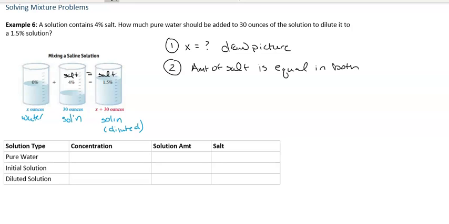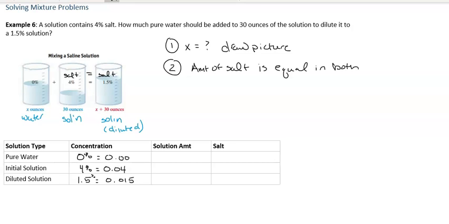So pure water, the concentration of salt then is 0%. We need to write this as a rate, so it's 0.00. That one's pretty easy. And then the initial solution was 4%. So 4%, we need to write that as a rate. So that's 0.04. The diluted solution is 1.5%. So it's going to have less salt per milliliter or per ounce. 1.5%. And so that is 0.015. Make sure you don't make it 0.15 because that's 15%.